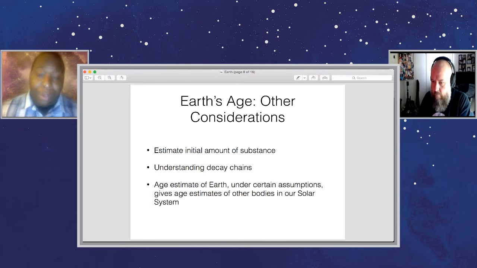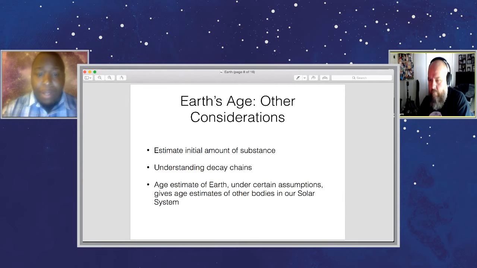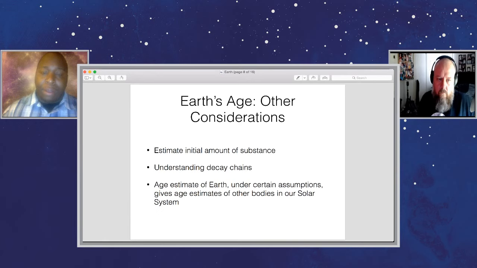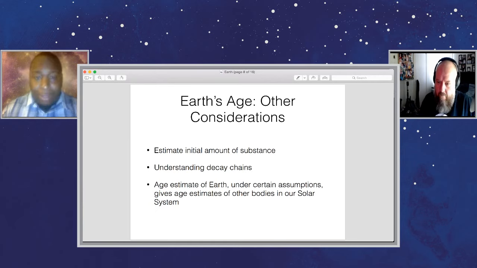And so there are some other considerations as well. To actually get a guess at what the age of the Earth is, you need to also know exactly what the initial amount of the radioactive isotope was when the material was around many, many years ago. To get an estimate of that particular value, which would correspond to the a sub 0 value that I was showing earlier in the plot, you need to understand the decay chains. You need to understand exactly how particular radioactive isotopes decay.